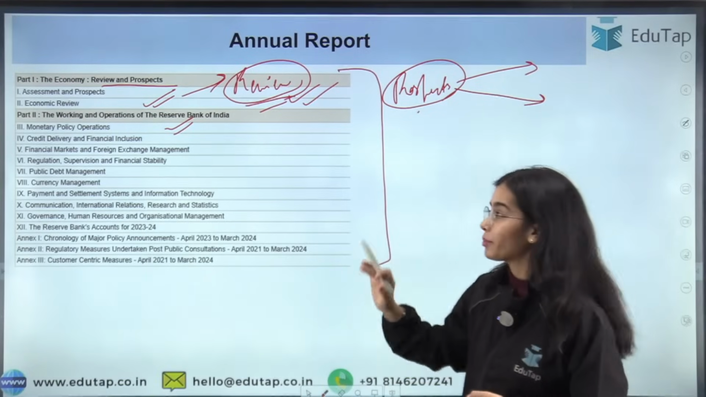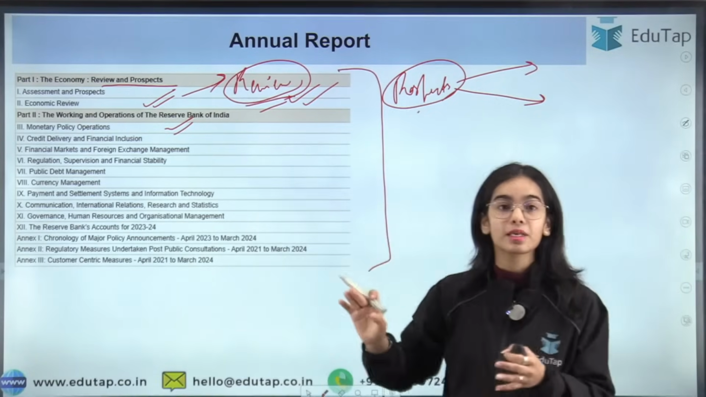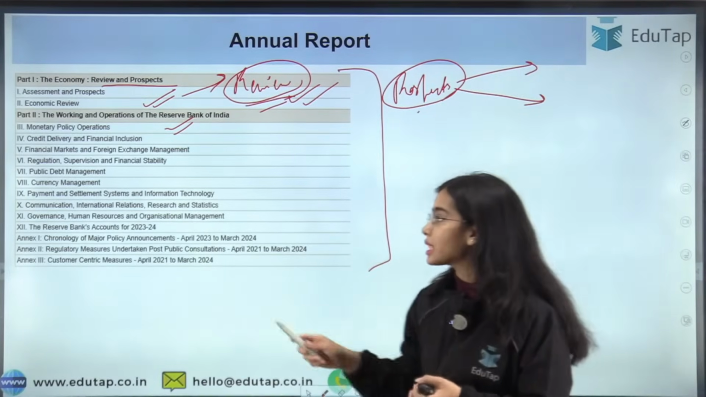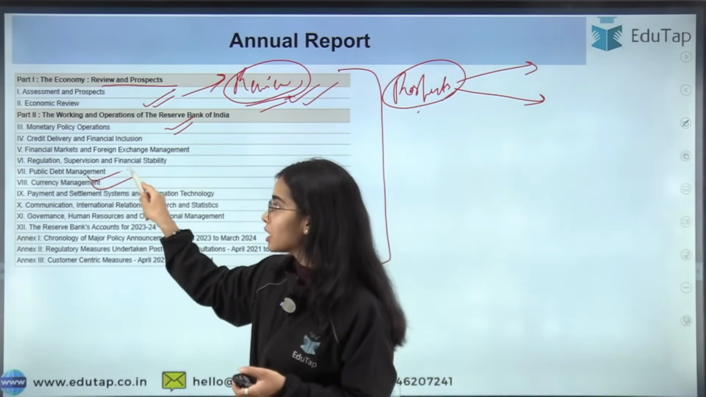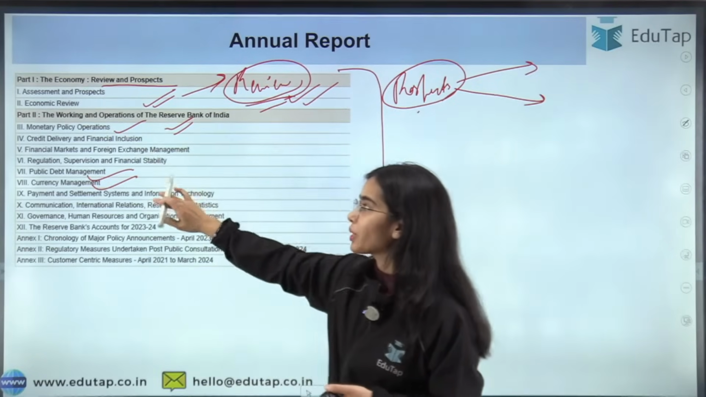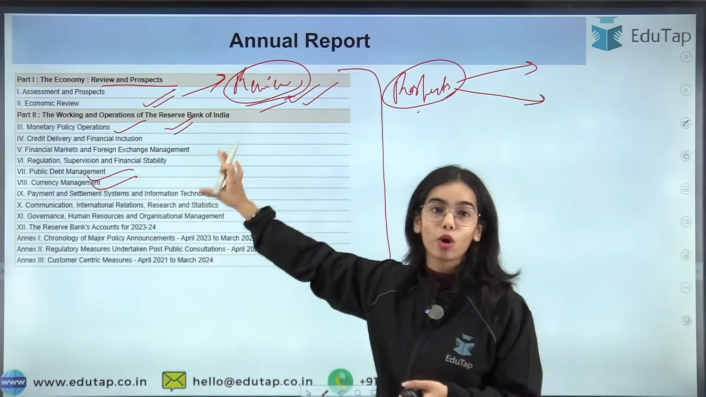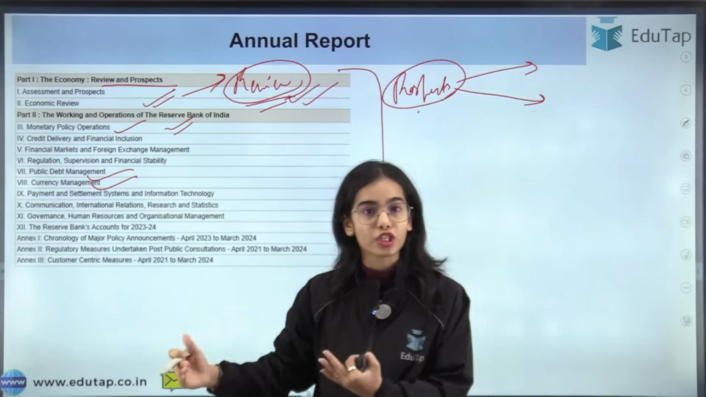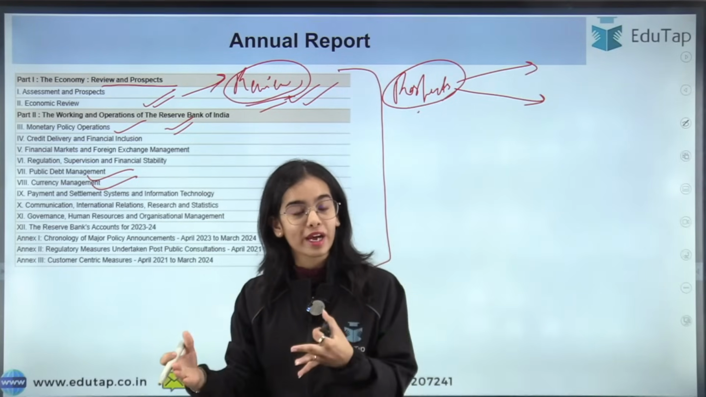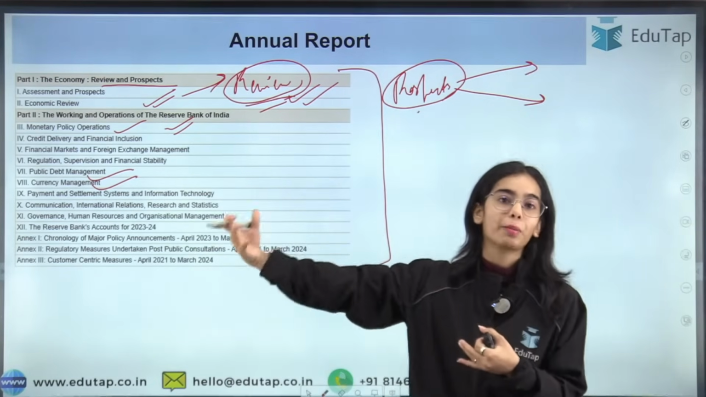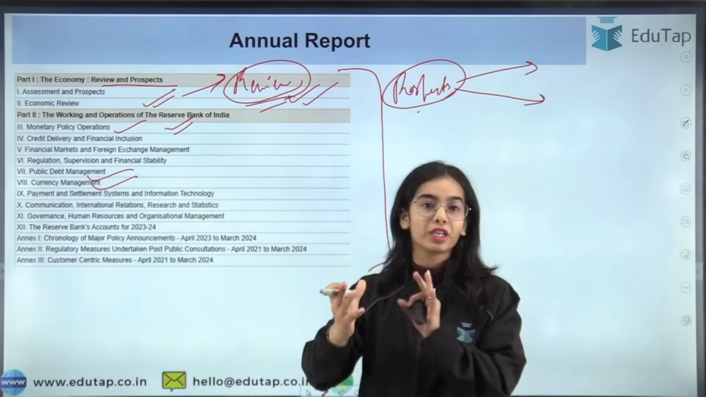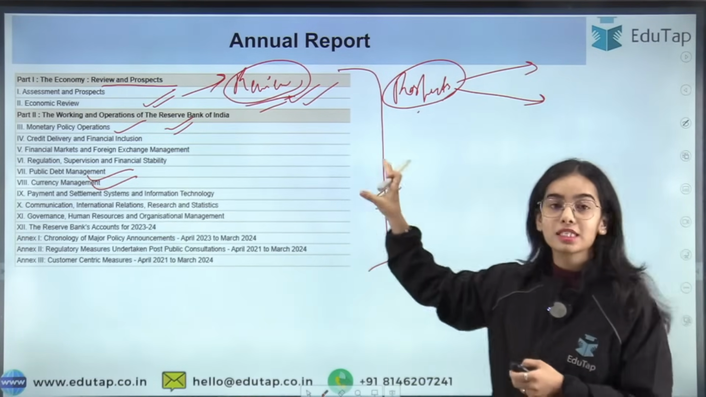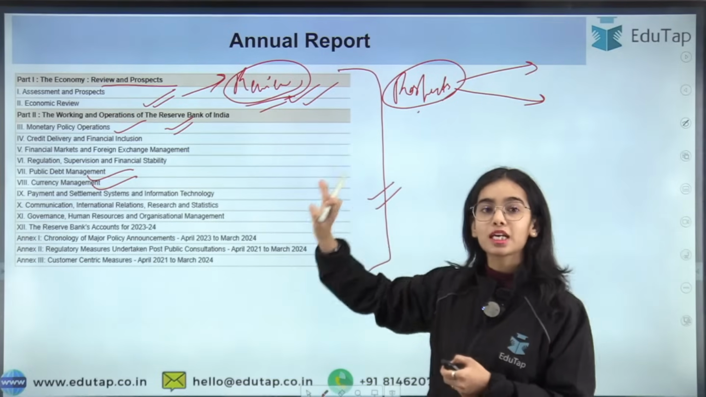Now coming to part 2, it tells about the working and the operations of the Reserve Bank of India. The RBI works in regard to currency management, public debt management, and monetary policy operations. All the working and operations of the RBI have been detailed here, how the RBI functioned in the 2023-24 financial year and what is going to happen in the coming financial year. A brief idea has been provided. This is also important, and we are going to discuss it in today's session in brief. So these are the two parts.